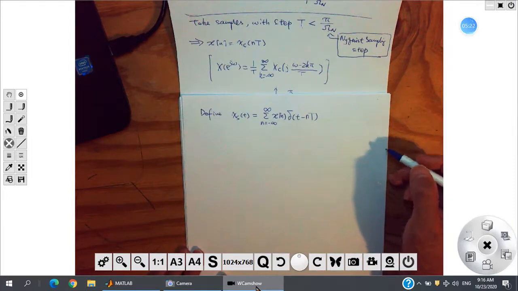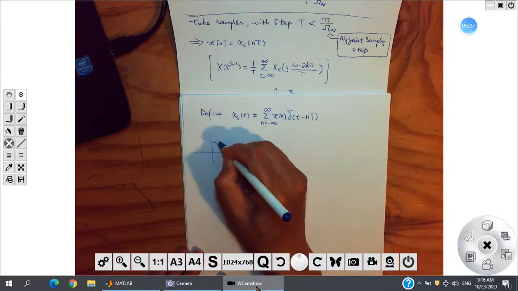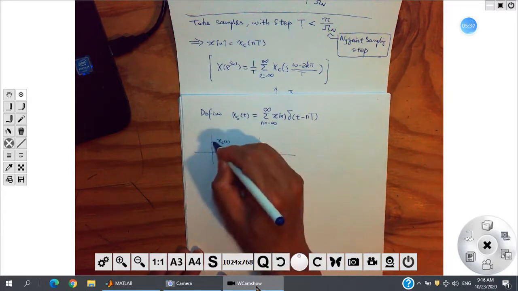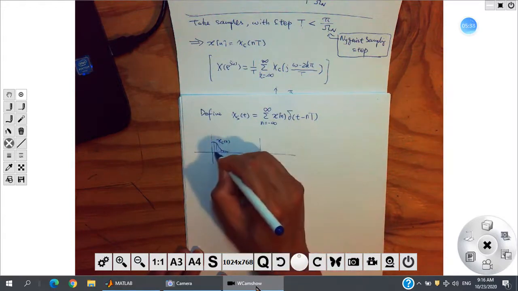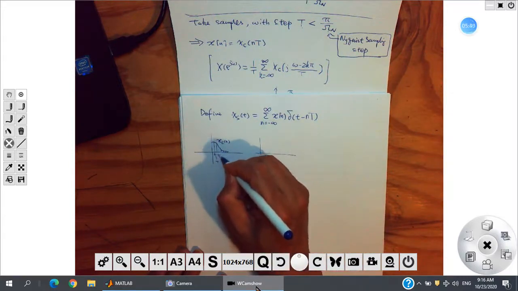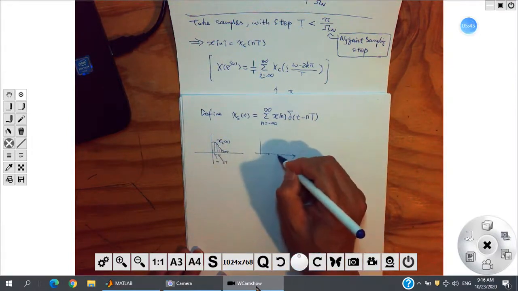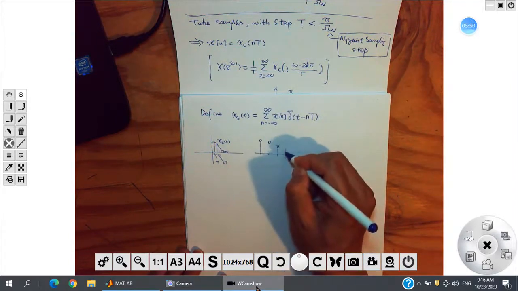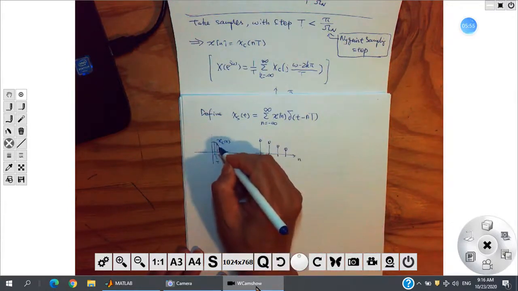For example, this is x_c. Then we take samples. This is T, this is 2T. Every T you take a sample, and this will be n. Every n you have a value. So you have this value, this value, this value, this value. These 4 values correspond to these 4. 1, 2, 3, 4.